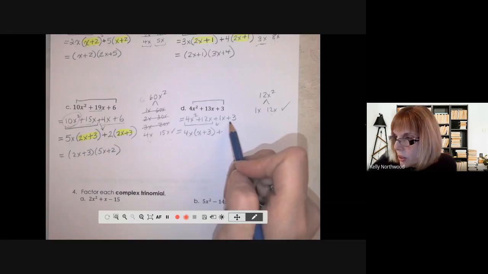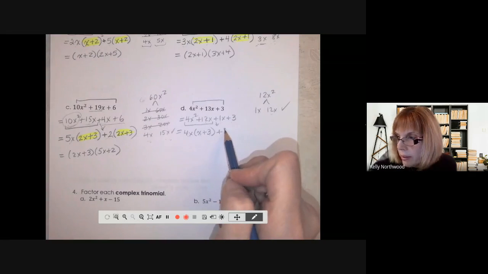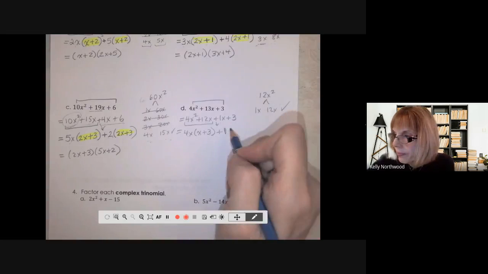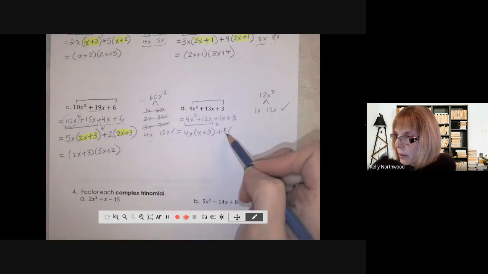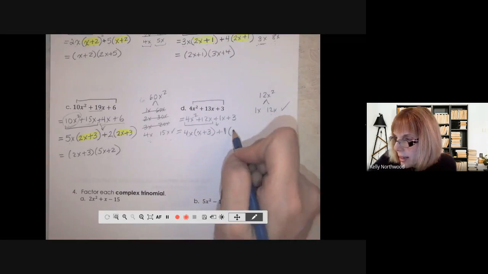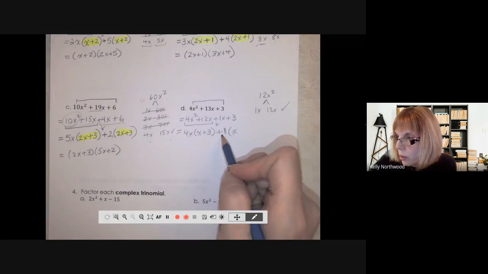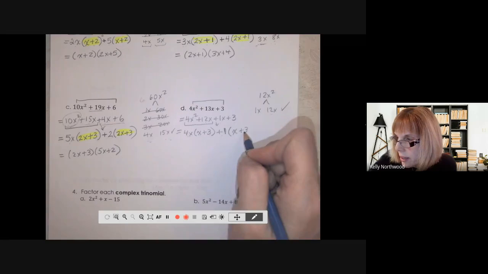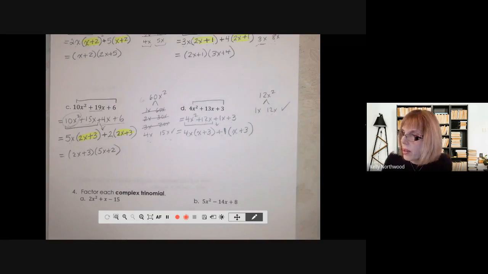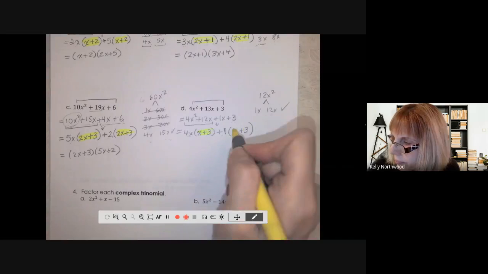The second two terms just have 1 in common, okay? What do you multiply 1 by to get 1x? X. What do you multiply 1 by to get 3? 3. And you do get this common binomial again.